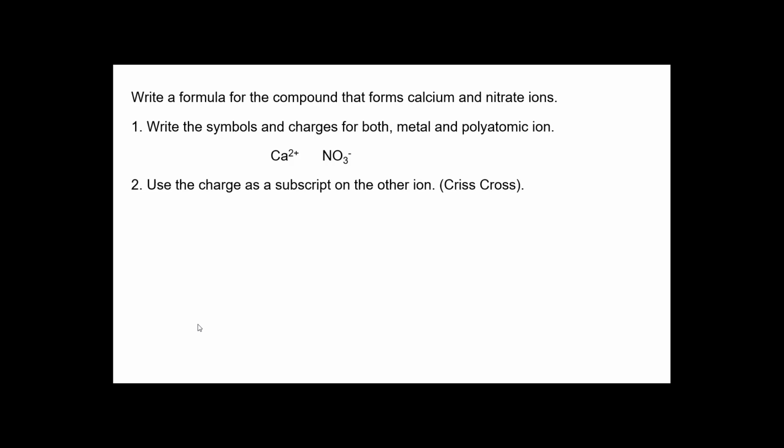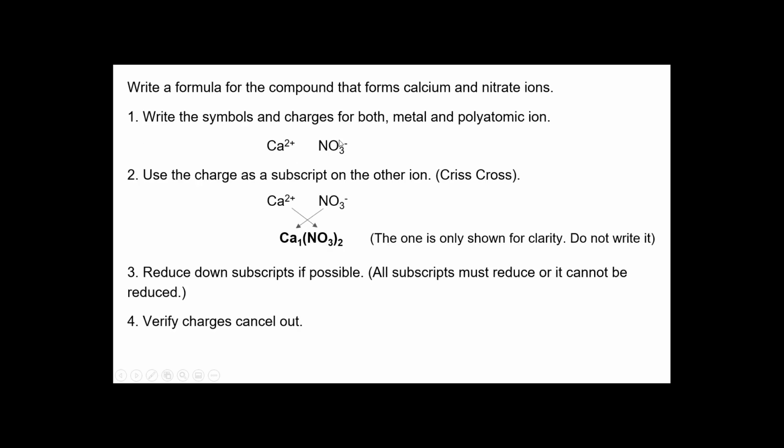Now, use the charge as a subscript on the other ion. So we're going to flip these. So don't get caught up on the positive and negative charges. Just flip the values. So this is a 1, this is a 2. I'm ignoring the positive and the negative. Add them together. I'm only using a 1 here for clarity so you can see what that would look like.